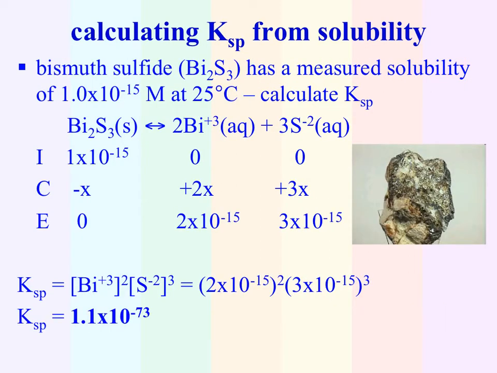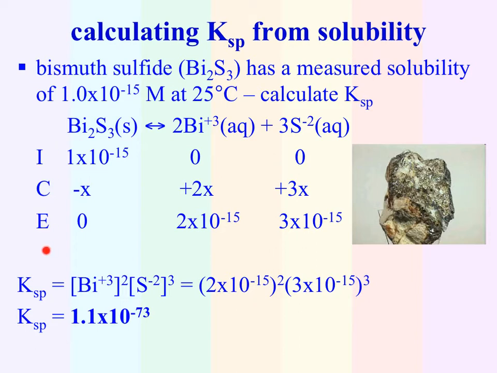Okay, so let's go ahead and look at a different example. Bismuth sulfide is Bi2S3. It has a measured solubility of 1 × 10⁻¹⁵ molar at 25 degrees C. They want us to calculate the Ksp. Same process here, though. I want you to notice that we've written out the ionic compound and subsequently the ions and quantities that it would break into.